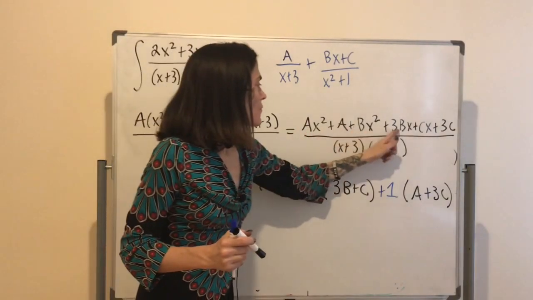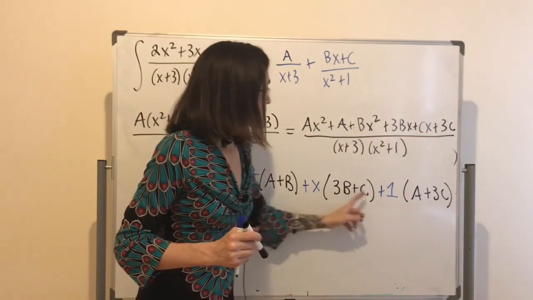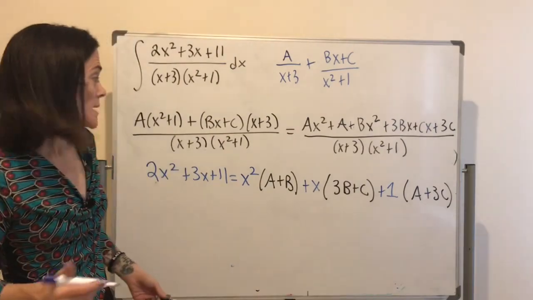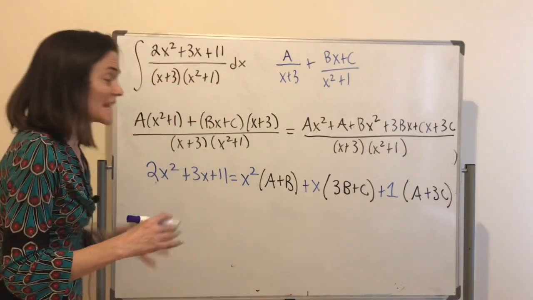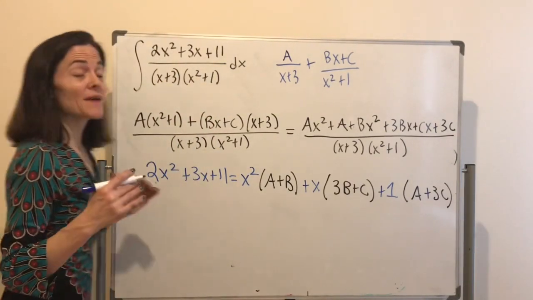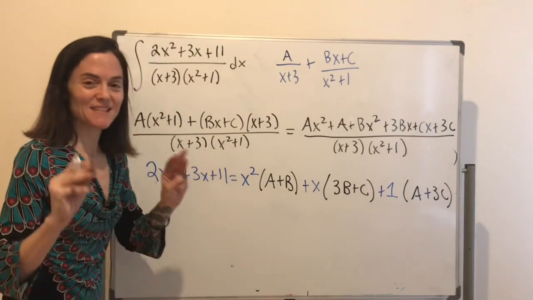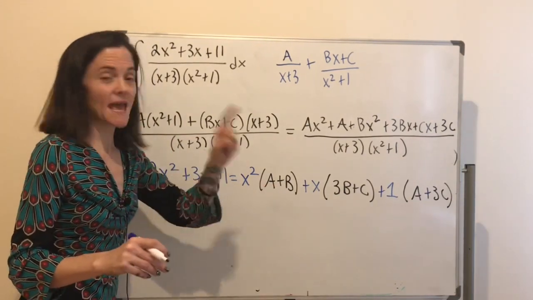Now let's make sure. 1, 2, 3, 4, 5, 6. 1, 2, 3, 4, 5, 6. At least I have the right number of terms. I didn't leave anything off. Now we have a system. Should be 3 equations, 3 unknowns, because we have unknowns a, b, and c.